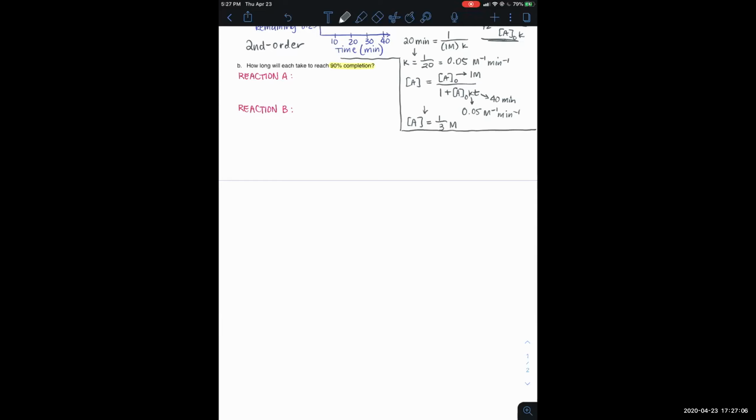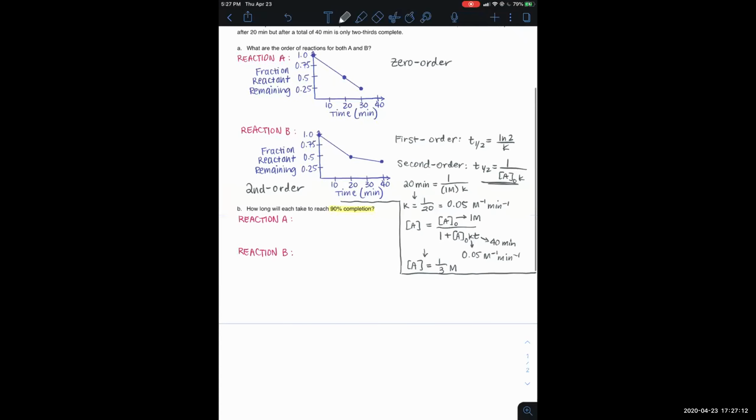Okay. So for reaction A, we can plug in our data points from the first part to determine the rate constant. So we know that it's a zero order reaction now, so we can use the zero order rate equation, which is this. Concentration of reactant equals A naught minus KT. And then we know that 0.1 would be the final concentration. Or, sorry, okay.